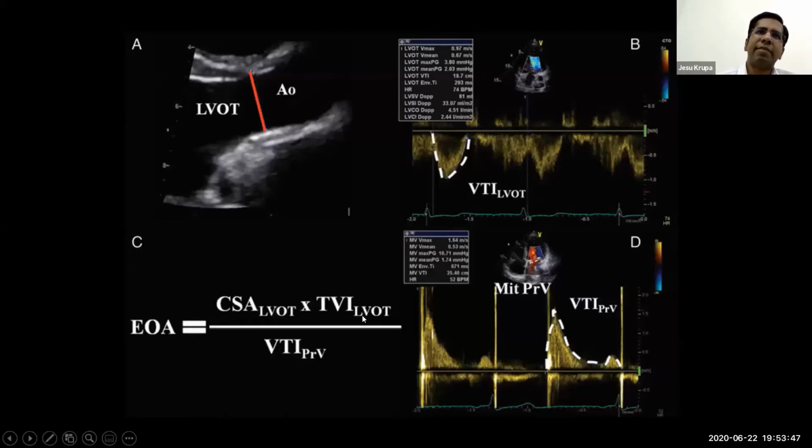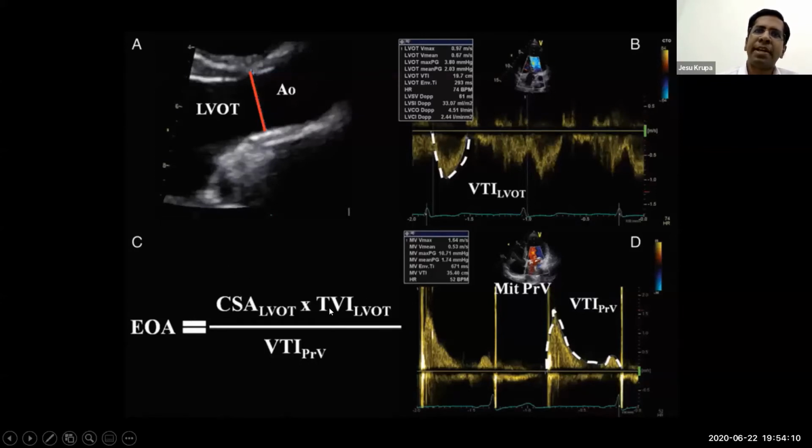That times the LVOT VTI, which we got from here, the product of these two things by now we know is the stroke volume of the LV. The stroke volume of the LV divided by the mitral VTI gives us the effective orifice area of the mitral valve. So we can go wrong in any of these steps.